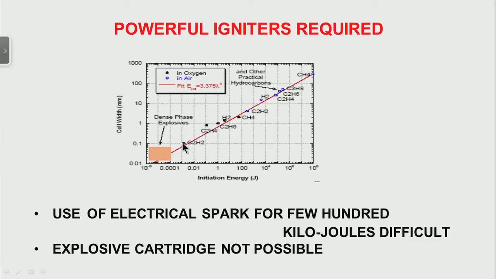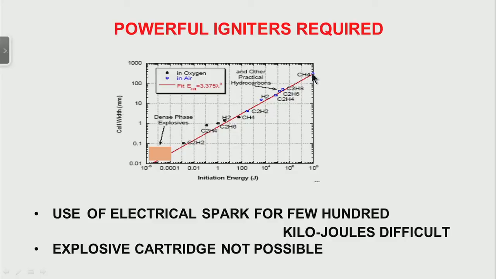Similarly, if I take an acetylene-oxygen mixture, the cell size is extremely fine, around 0.1 mm, and the initiation energy is also small. But if I consider an acetylene-air mixture with inert gas, the heat release is lower, the cell size has increased to almost 3 millimeters, while the initiation energy has gone to something like 200 joules. Therefore, depending on the energetics and the cell size, the initiation energy can be related to the characteristic cell size of a detonation.